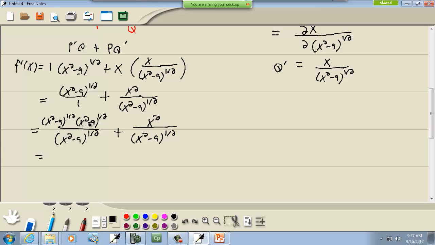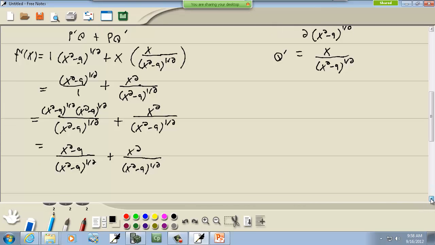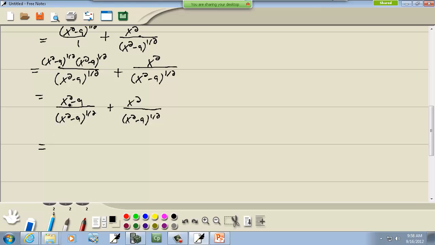Now x squared minus 9 to the 1/2 times x squared minus 9 to the 1/2, since they're the same, you add the exponents. 1/2 plus 1/2 gives us 1. So this would give us x squared minus 9 over x squared minus 9 to the 1/2, plus x squared over that. Well, they have the same denominator now, so I'll combine together the top parts. x squared plus x squared is 2x squared, minus 9, over x squared minus 9 to the 1/2. And that's our first derivative, which is f prime.